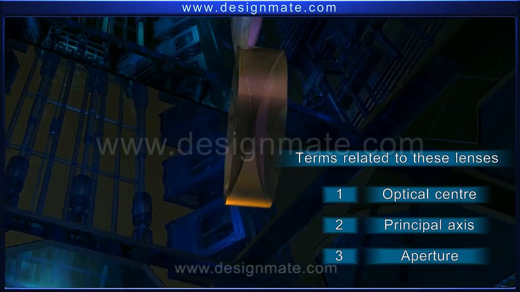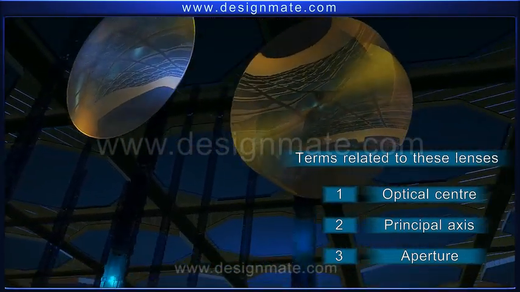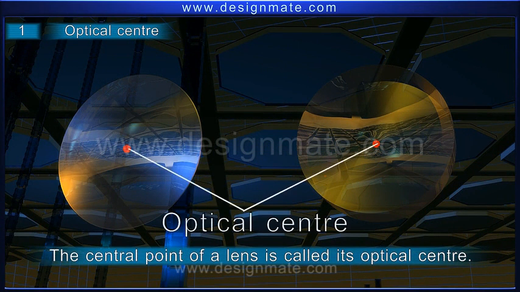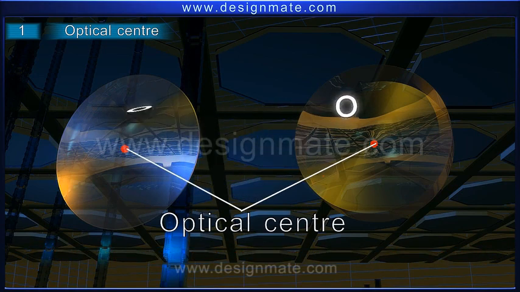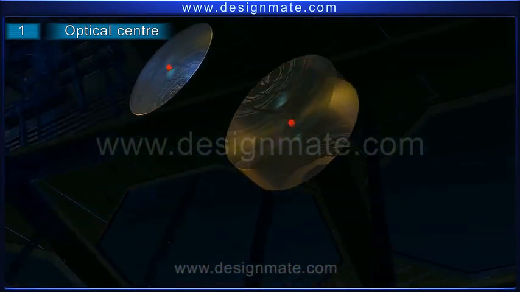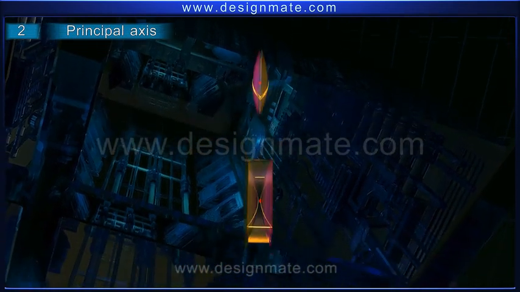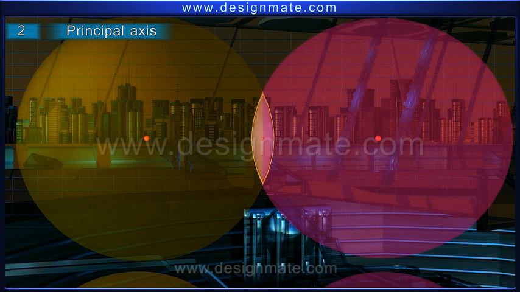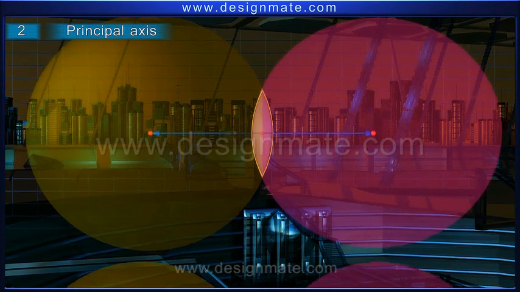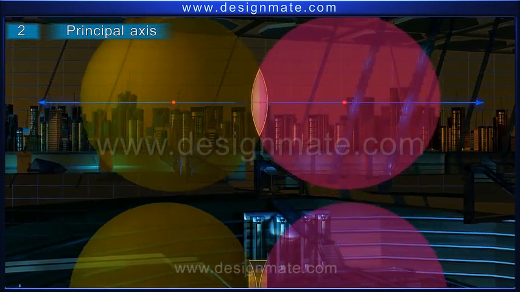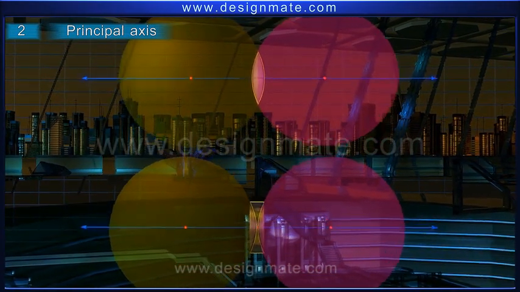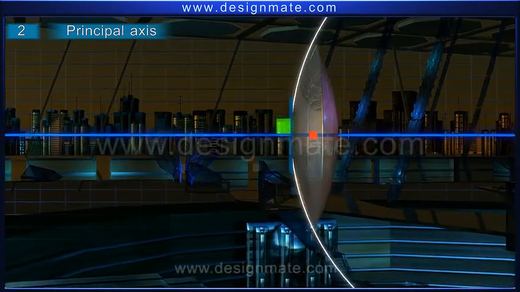Let us understand certain terms related to these lenses. The central point of a lens is called its optical center. It is usually represented by the letter O. For these lenses, convex or concave, each surface forms a part of a sphere. The straight line passing through the optical center and the centers of these spheres is called the principal axis of the lens. Principal axis is perpendicular to the surfaces of the lens.